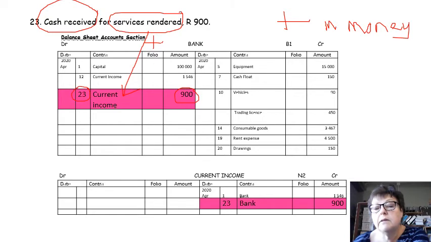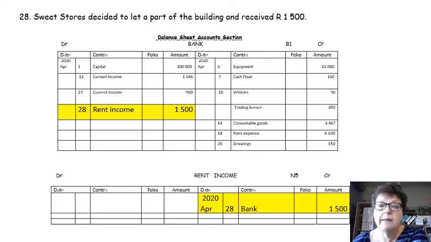We also know that each transaction must be recorded into two accounts. First account was bank, second account is current income. The name is given inside your bank account. Current income being an income increases on the credit side, decreases on the debit side. On the 23rd, we're going to write in current income, money is in the bank. We received 900 Rand for current income.